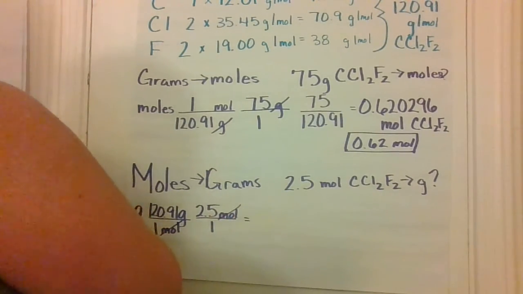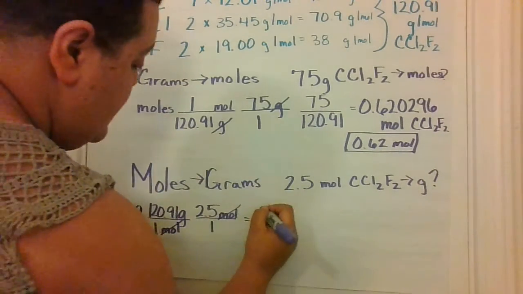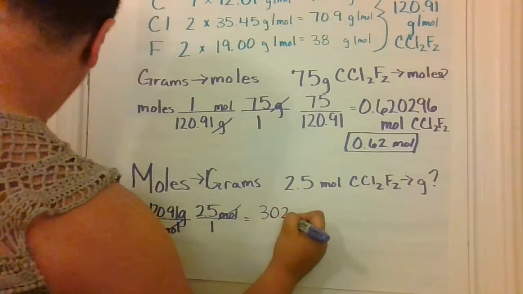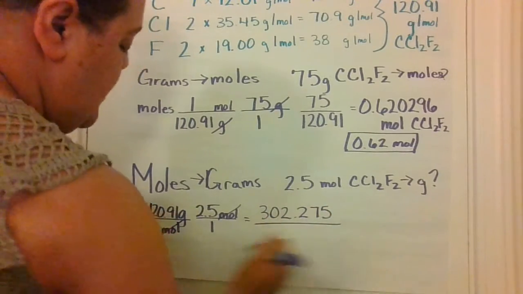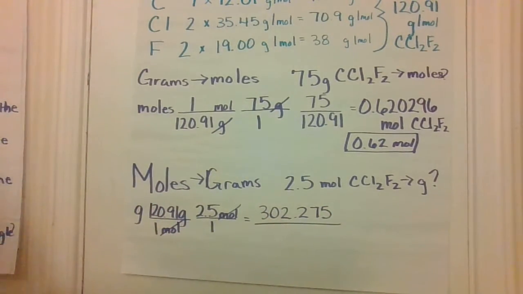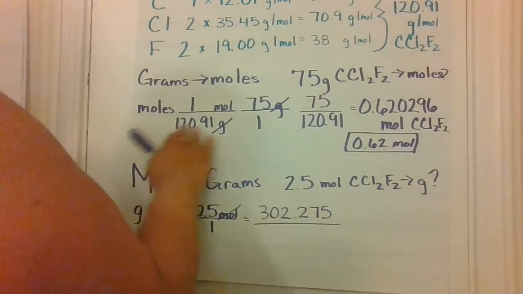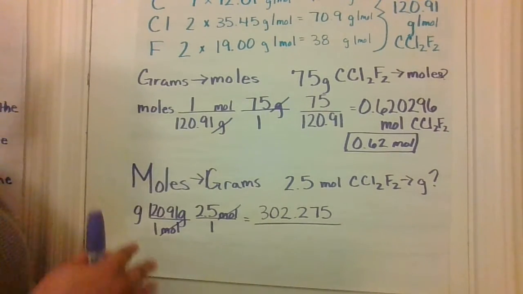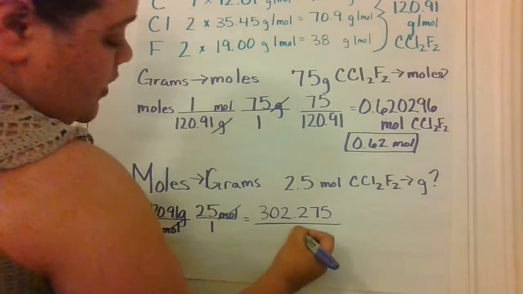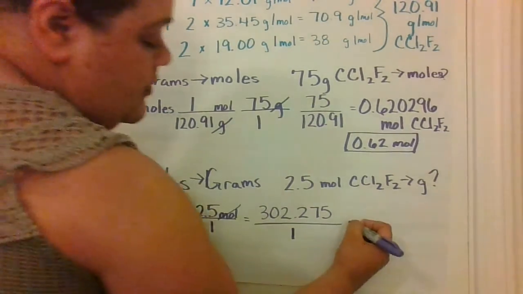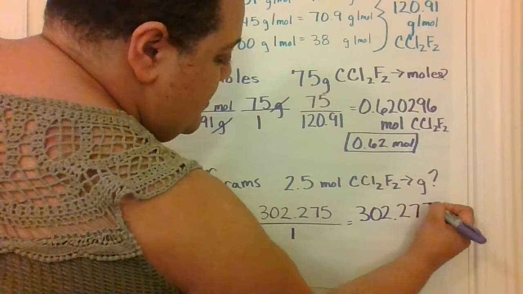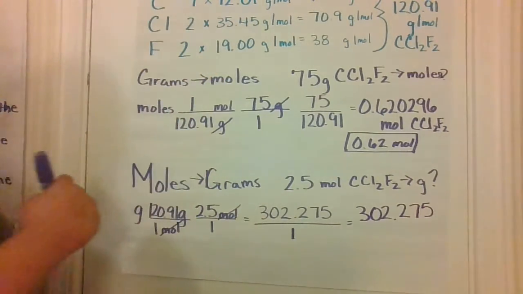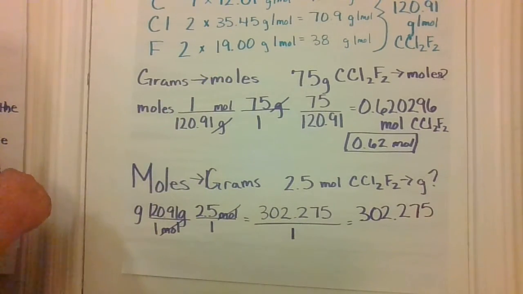So 120.91 times 2.5 gives us 302.275. Do not forget to multiply across the bottom. It gets you in good practice because as you saw in the first problem, it did render a number in the bottom. So 1 times 1 is 1. 302.275. And let's go ahead and round that to the nearest whole number.